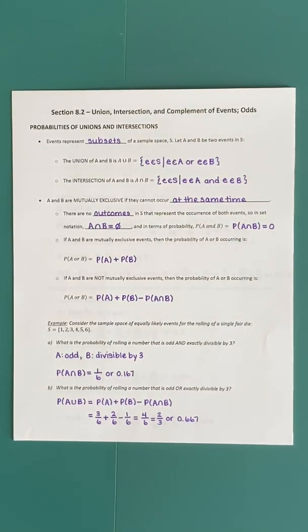In this video, we're going to talk about the probability of a union, an intersection, and a complement of an event, and then we're going to finish with a discussion of odds. So events we know represent subsets of the sample space for a particular experiment.